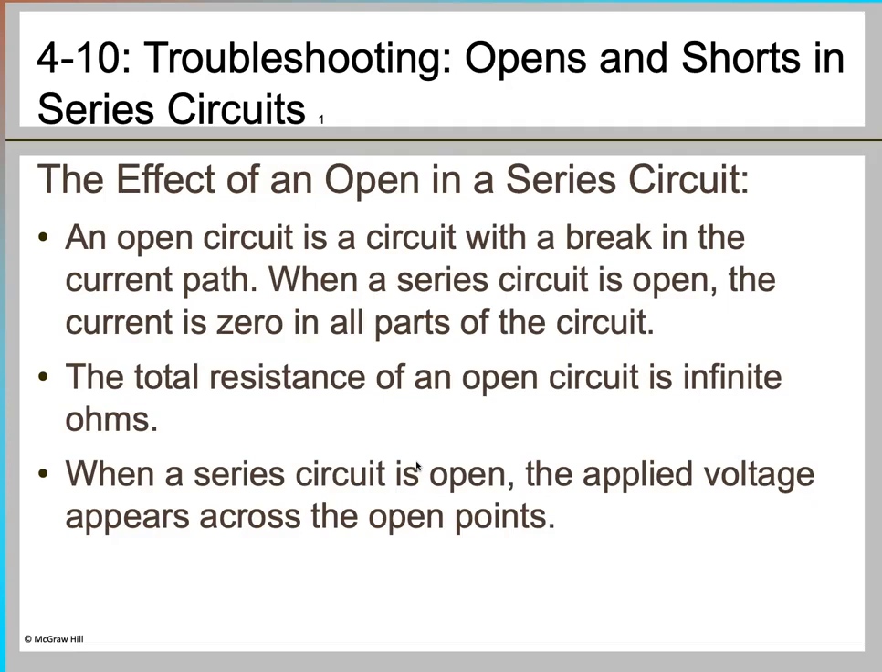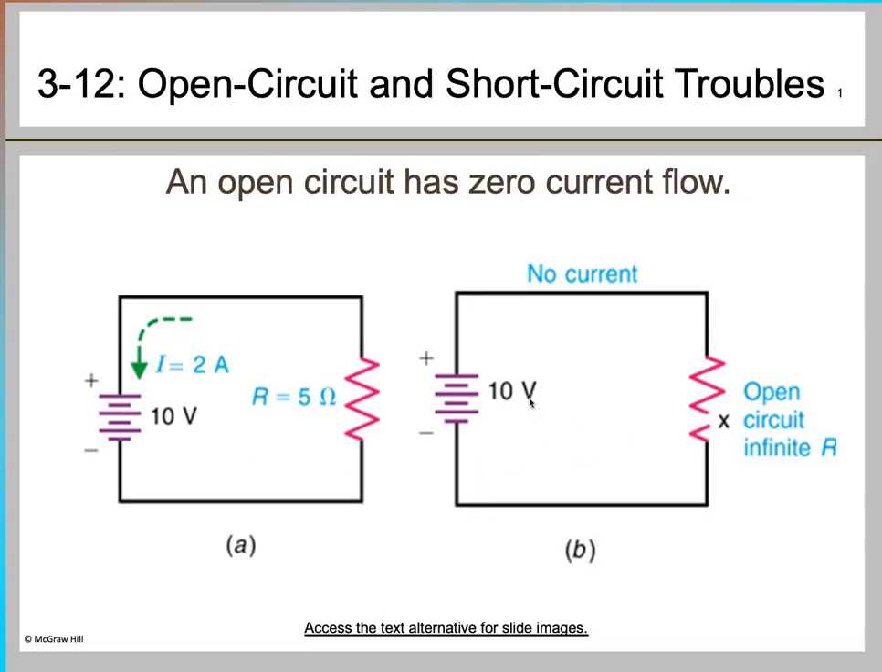In that case, the resistance of an open circuit is extremely high because the air between the open points is a very good insulator. That's why we can have billions of ohms of resistance, or you can say you will have infinite resistance in the circuit if there is any open. And when a series circuit is open, the applied voltage appears across the open terminals. So we're going to see that through the circuit.